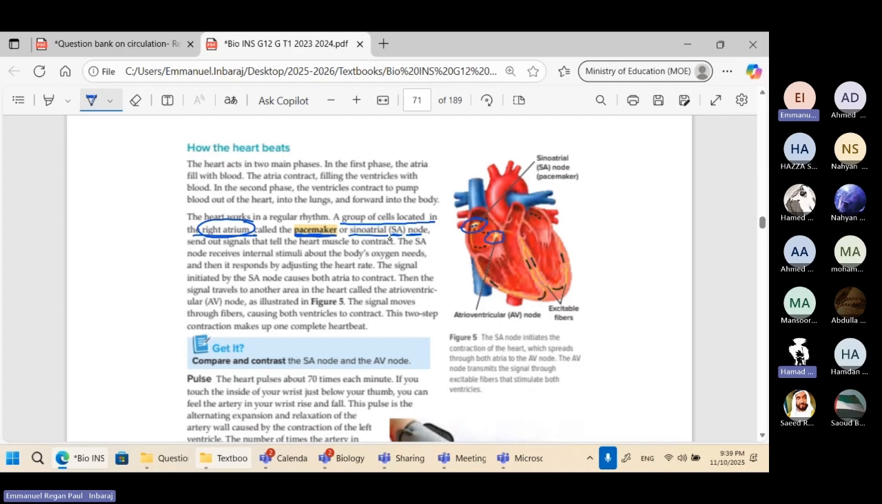What do they do? They help the heart muscles to contract. They will make the heart muscle contract. So this is the only question that they can ask you. Okay, so what is the pacemaker? Pacemaker is also called the sinoatrial node. And where is it located? It is located at the right atrium. Okay, now come back here.